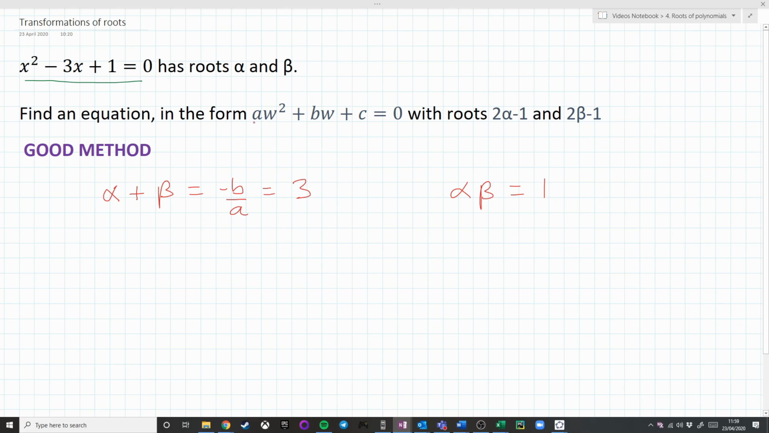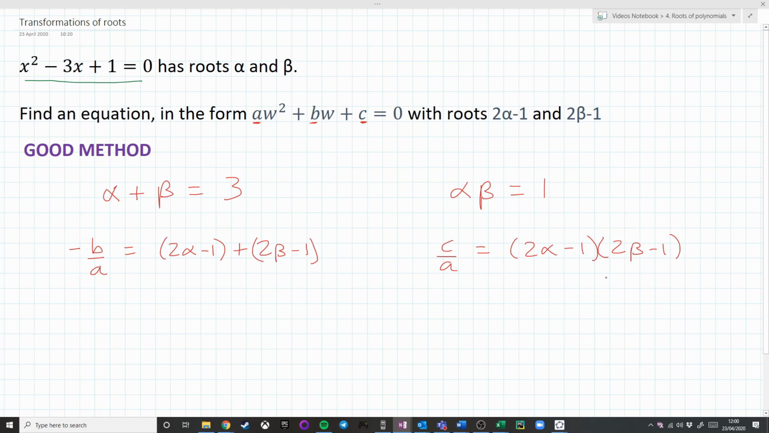Now, I want a new quadratic, and I'm clashing these a, b, and c's here, so that should just be 3 for it coming from the original one. But I want a new quadratic with these a, b, and c. Now, these must have the same rules. Minus b over a must be equal to the sum of the roots, which is 2 alpha minus 1 plus 2 beta minus 1. And for this one, we must have c over a is equal to the product of the roots, 2 alpha minus 1 times 2 beta minus 1. Now you might be able to see where this is going.